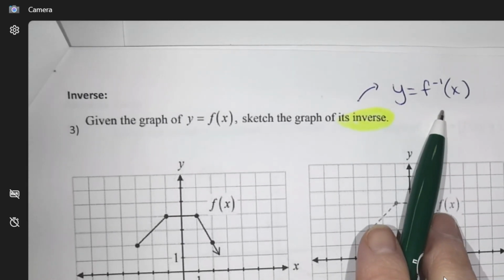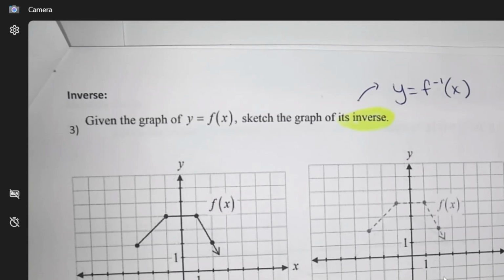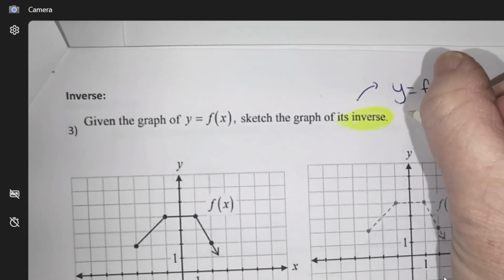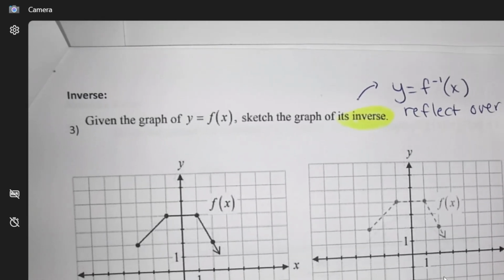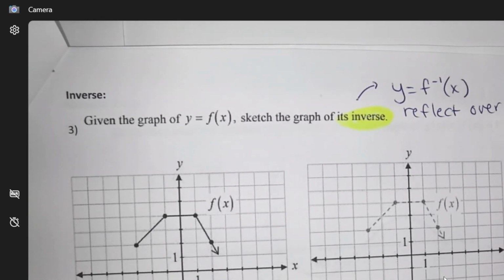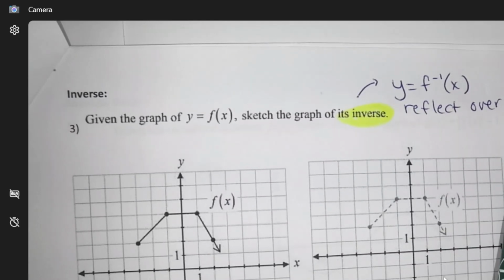It's really easy to remember this symbol because you guys know where your sine inverse button is on your calculator, right? It has that little -1 in the top. That means sine inverse. This means function inverse. Another way to ask it is reflect over y equals x. That diagonal reflection also. Okay, but the most important thing is understanding the question.